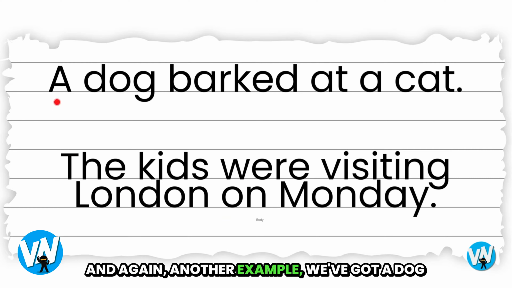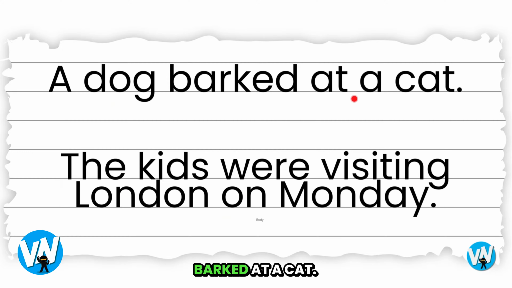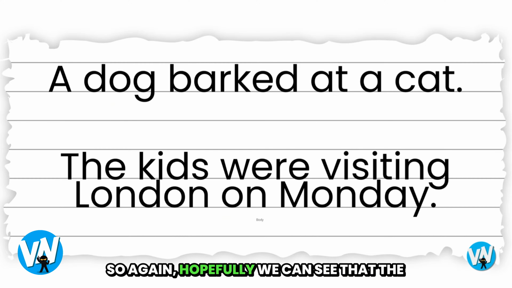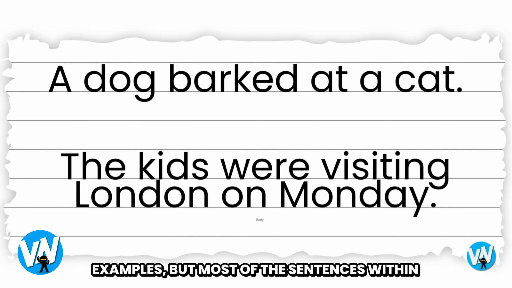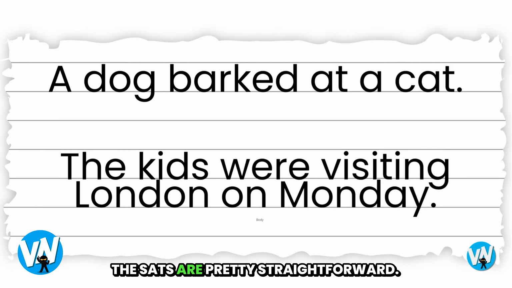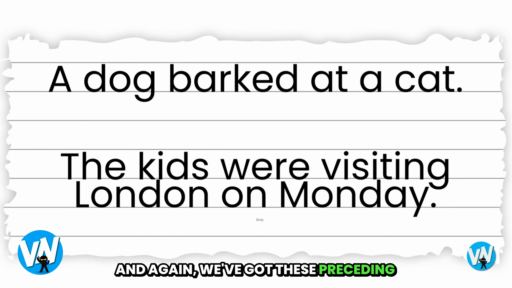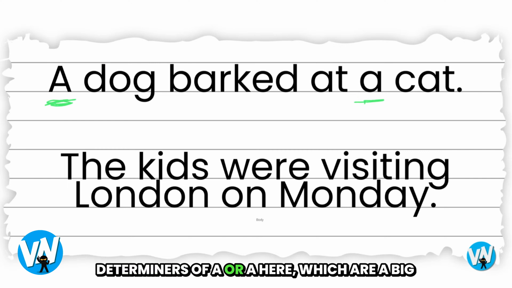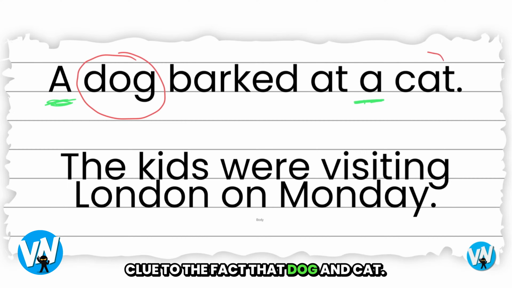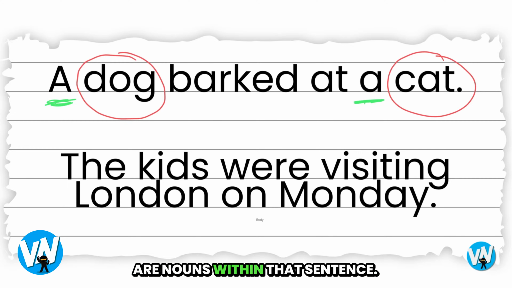And again, another example, we've got a dog barked at a cat. So again, hopefully we can see that the word dog, and these are very, very simple examples, but most of the sentences within the SATs are pretty straightforward. So a dog barked at the cat. And again, we've got these preceding determiners of a or a here, which are a big clue to the fact that dog and cat are nouns within that sentence.